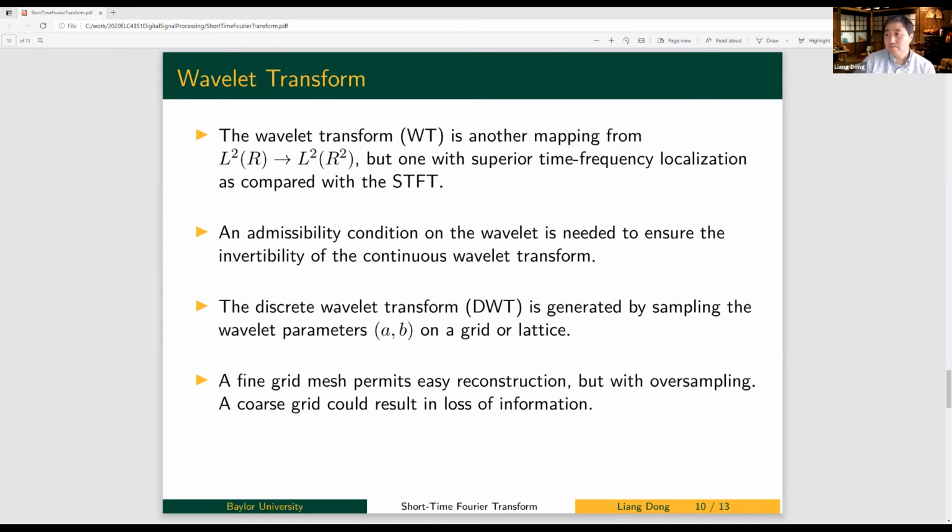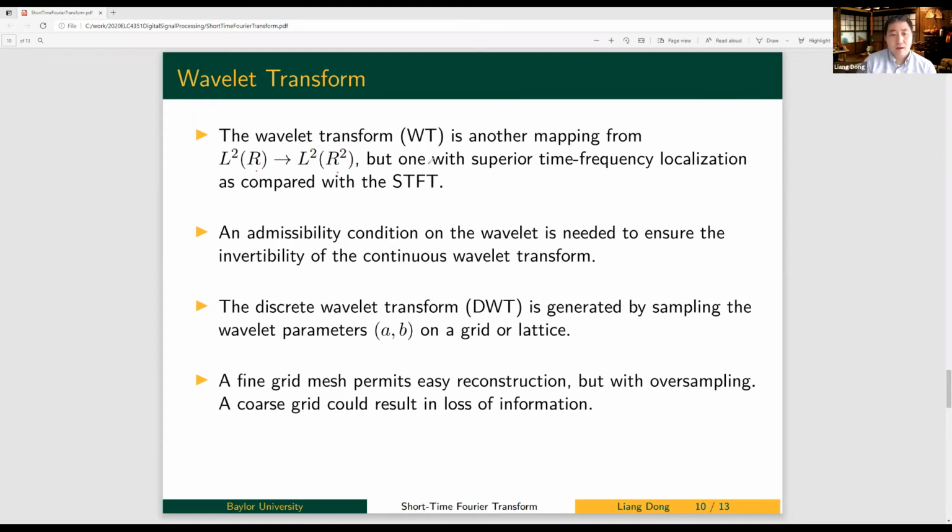In general, we have a function of one variable mapped to a function of two variables. The short-time Fourier transform is one example. The signal is a signal of time, so it is one variable. Then the short-time Fourier transform output is a function of both frequency and shifting time, τ and ω. So it's R squared, a two-dimensional real space.